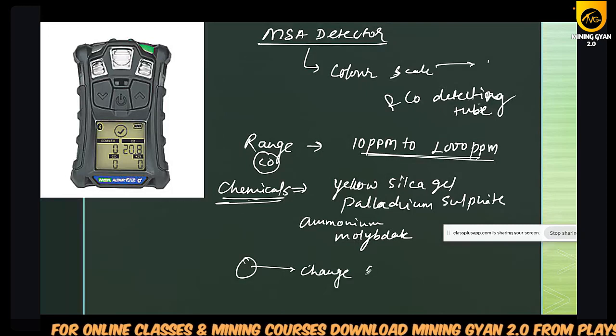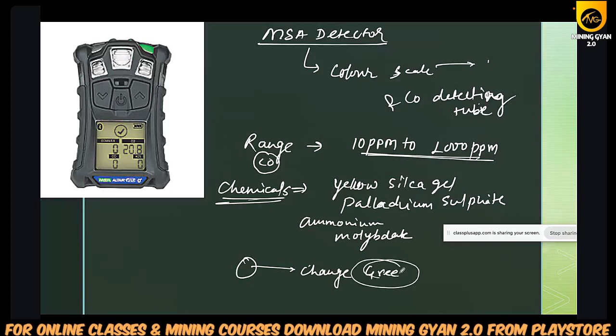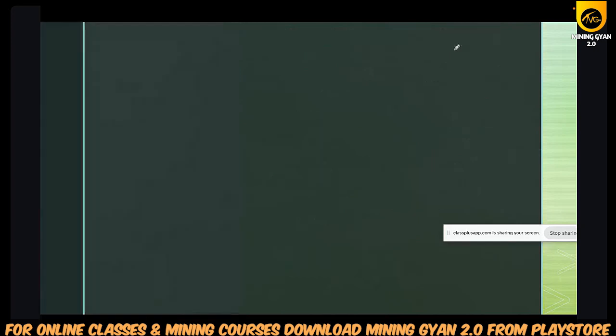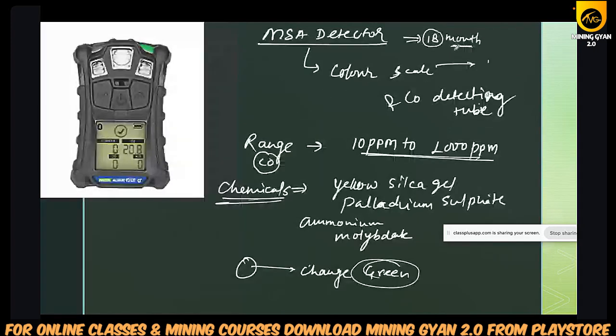Color will change in green. So, and shelf life, I don't know they will ask or not, but if you want to know, it will be 18 months. In the last slide we have seen, for the multi gas detector it was 2 years. They will not ask the shelf life, but if you want to know, you can know.